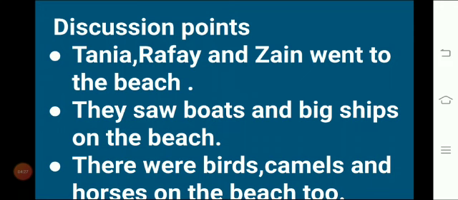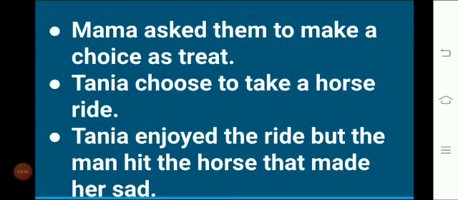Tanya, Rafe and Zain went to the beach. They saw boats and big ships on the beach. There were birds, camels and horses on the beach too. Mama asked them to make a choice as a treat. Tanya chose to take a horse ride. Tanya enjoyed the ride, but the man hit the horse that made her sad.